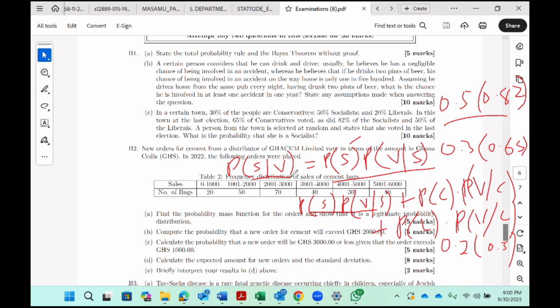That will be your denominator. That will give you a total probability. Then the numerator will only be this. That will give you the probability that she's a socialist, given that he voted last year. Is that okay? Okay, so that will be for question 1. I hope it's well understood.